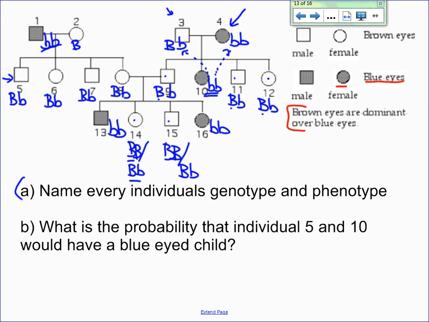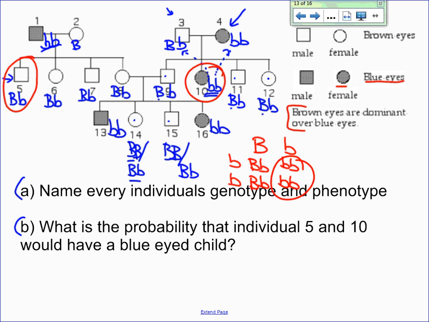Question B asks, what is the probability that individual 5 and individual 10 will have a blue-eyed child? Individual 5 is right here, and individual 10 is right here. If we ignore the fact that they're sort of related, they're actually in-laws, and we just go with it, we see that 5 would be big B little b and 10 would be little b little b.